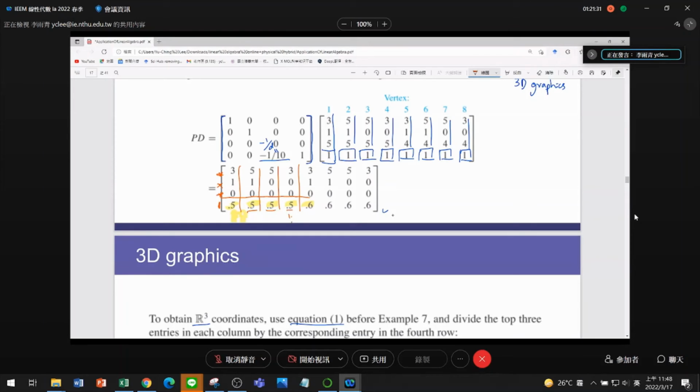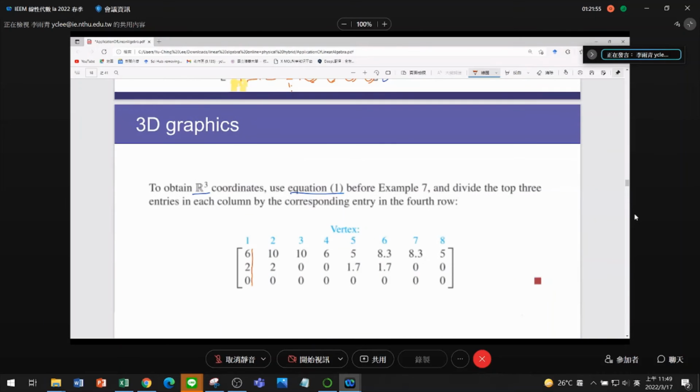And for the remaining 4 columns, I still want these positions that correspond to capital H to become 1. So in order to do that, I need to first divide by 0.6 and then multiply by 0.5. So divided by 6, multiplied by 5. So I will get 5, 8.3, 8.35, and then 1.7, 1.7, 0, and 0 right here.